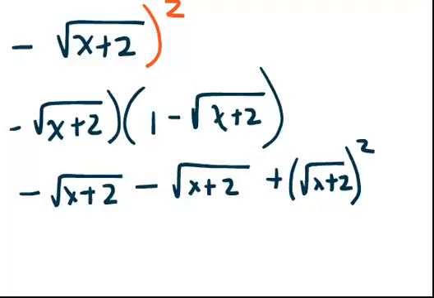See if you can figure it out. Okay, let's simplify. So we had a negative square root of x plus 2 and another negative square root of x plus 2. In other words, we had 2 of those. And then the square root of x plus 2 squared was just x plus 2. So now let's simplify. We'll get the 2 and the 1 together for 3, bring the x around.